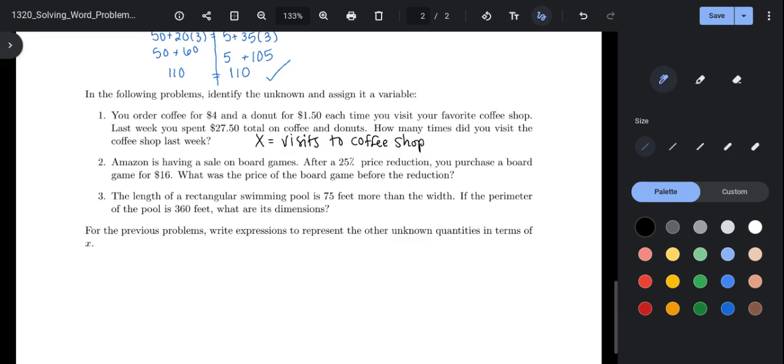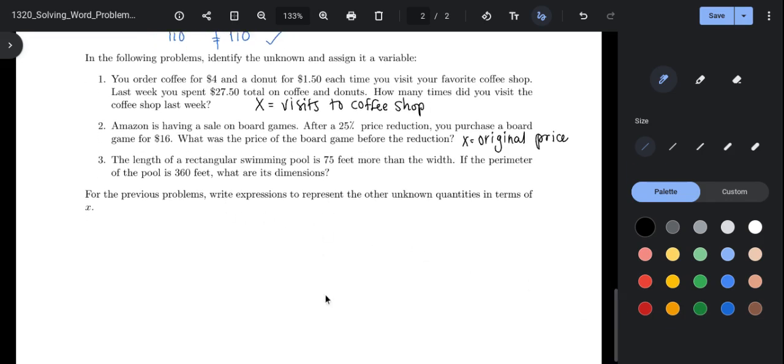Number 2, Amazon is having a sale on board games. After a 25% price reduction, you purchase a board game for $16. What was the price of the board game before the reduction? So in this case, we know that our board game cost $16 after the sale. We know that the sale was 25% off, but we don't know the original price of the board game, and that's what we are asked to find. So in this case, our variable x is going to equal the original price, and specifically of the board game.